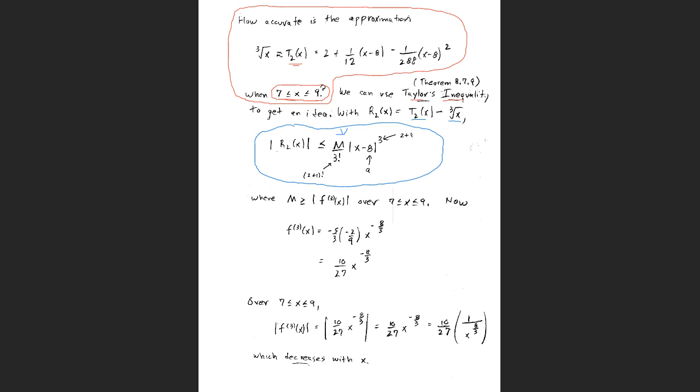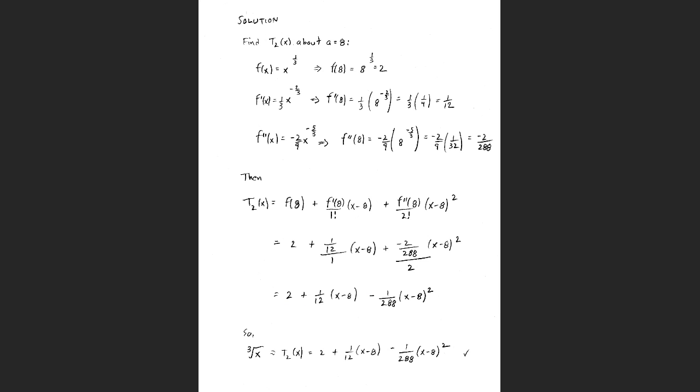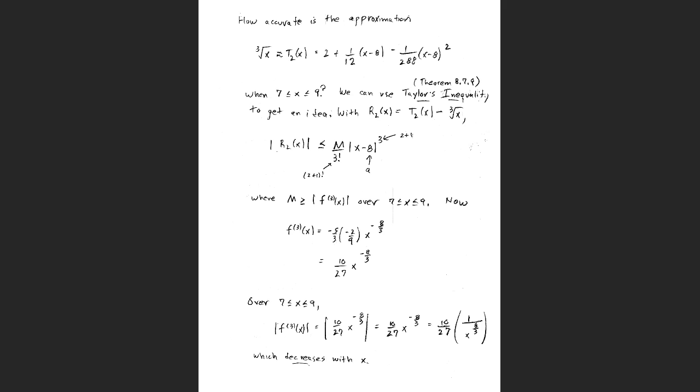So what I'm doing here, let me go back to this page, this is what I'm using, Taylor's inequality. And I have n plus 1 factorial here, and I have that n plus 1 power. Okay, and we know n is 2. So that's how I'm getting this here.